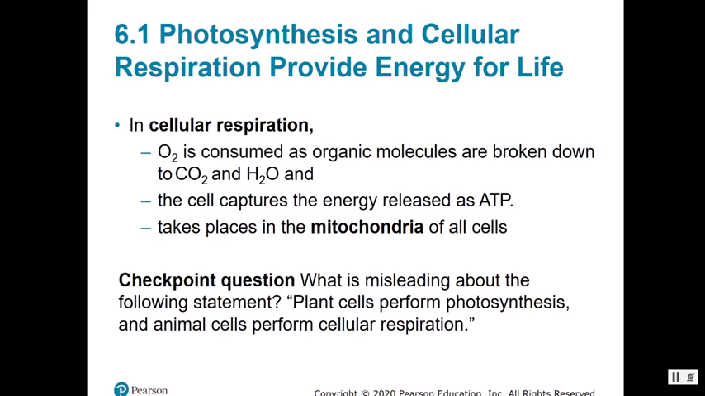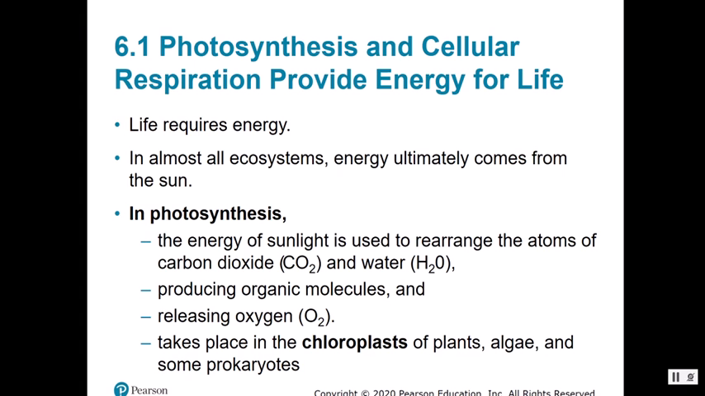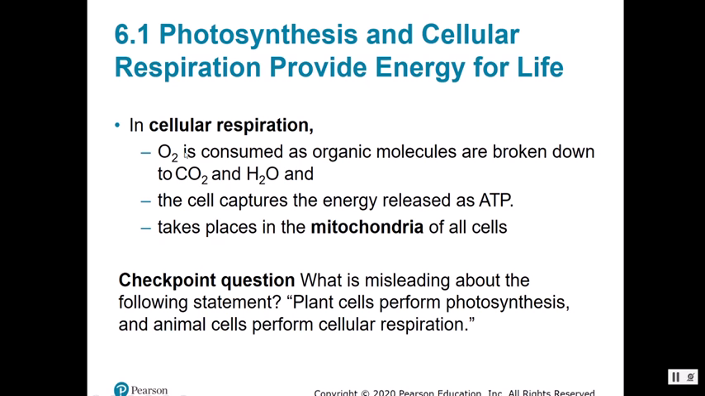Now, in cell respiration, oxygen is consumed as organic molecules are broken down to produce CO2 and water, and the cells capture the energy and release it as ATP. So, the products of photosynthesis, let's look right here, were organic molecules, which is glucose, and oxygen. Oxygen is consumed as organic molecules, which is glucose. They are the reactants for cell respiration. Cell respiration is going to break down and produce carbon dioxide, water, and ATP.